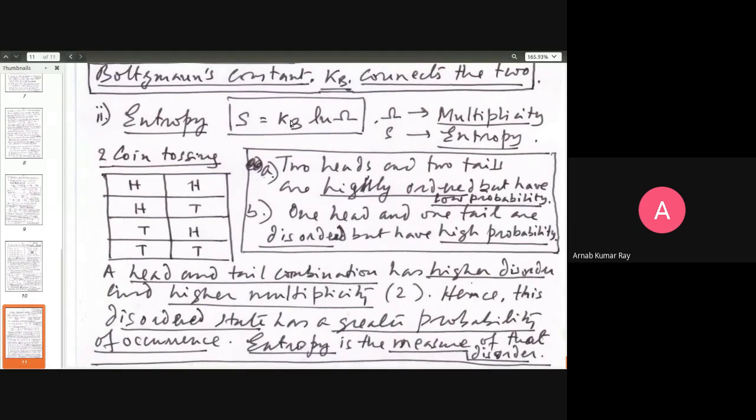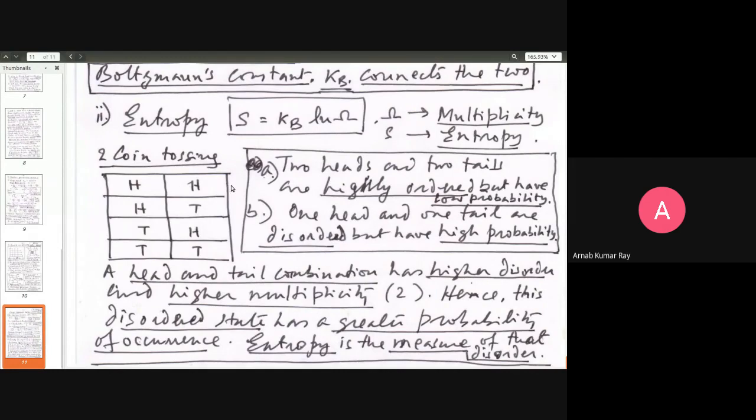S is equal to Kb, Boltzmann's constant, log of omega, not log times, log of omega. Omega is multiplicity, S is entropy. What is the meaning of all this? Let's see. This incidentally is engraved on Boltzmann's tombstone where he is buried. I'll just give you a simple example of what entropy is like.